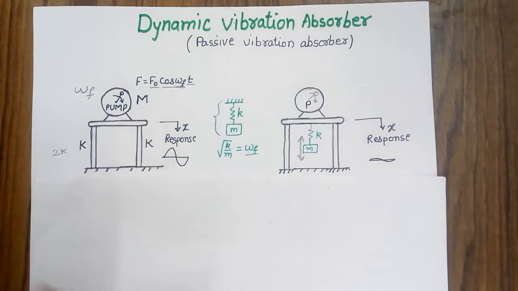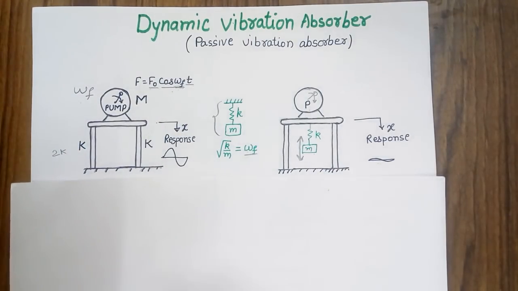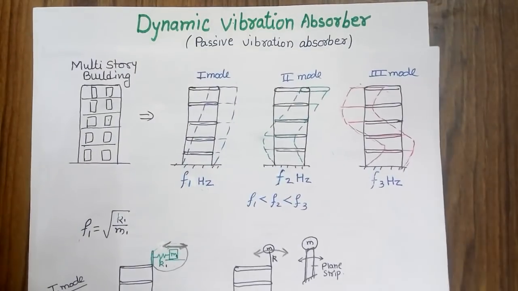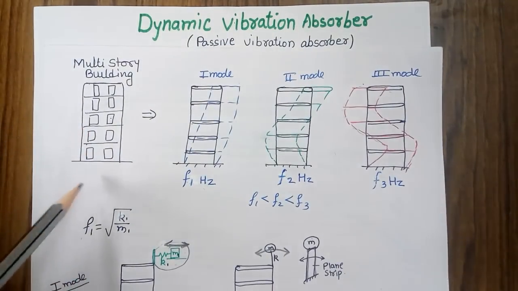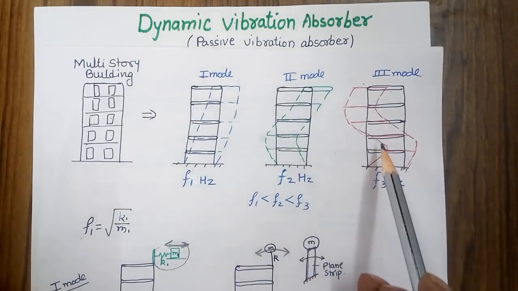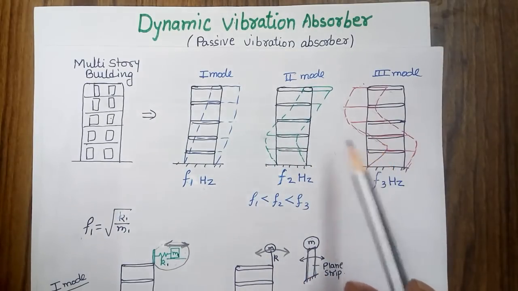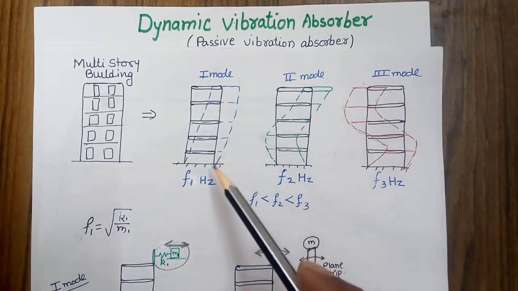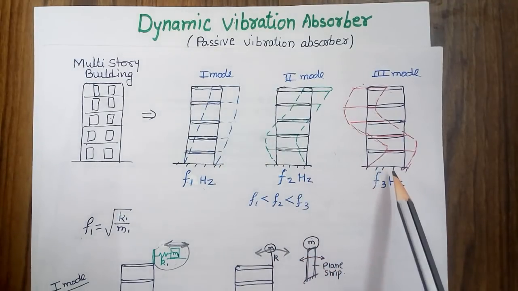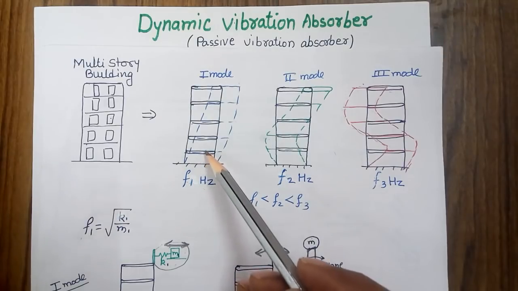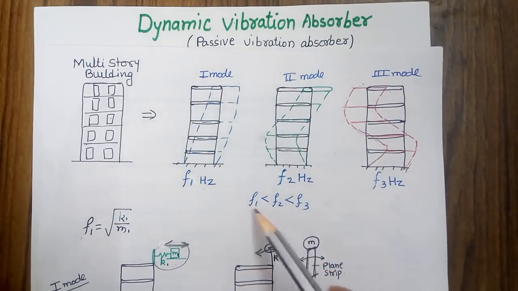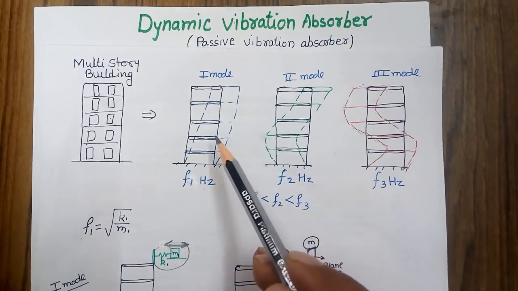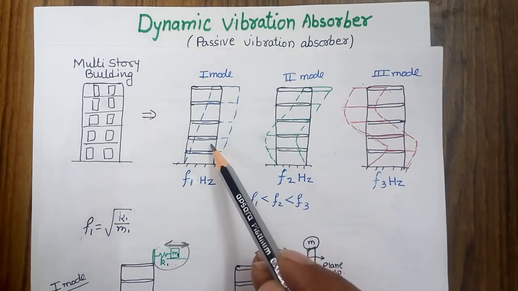So we can also see the same use of vibration absorber for a multi-story building. Let's assume that we are having a multi-story building, and here I have made the mathematical model of this multi-story building, and I am showing three different modes of the multi-story building corresponding to frequencies F1, F2 and F3. Since F1 corresponds to the first mode, it will be lower than the other two values, and now I want to add a vibration absorber corresponding to the first modal frequency.